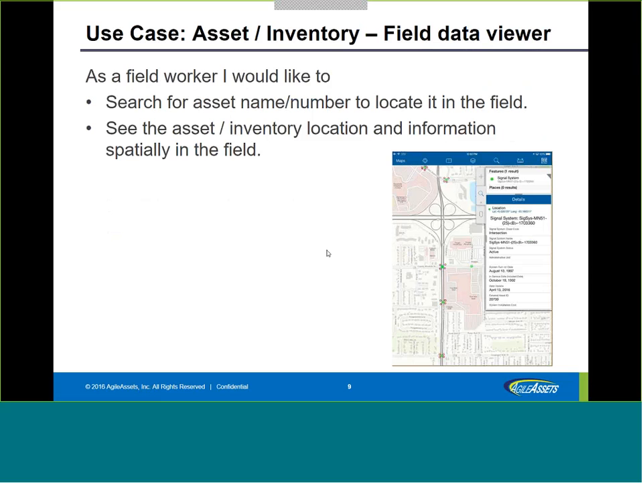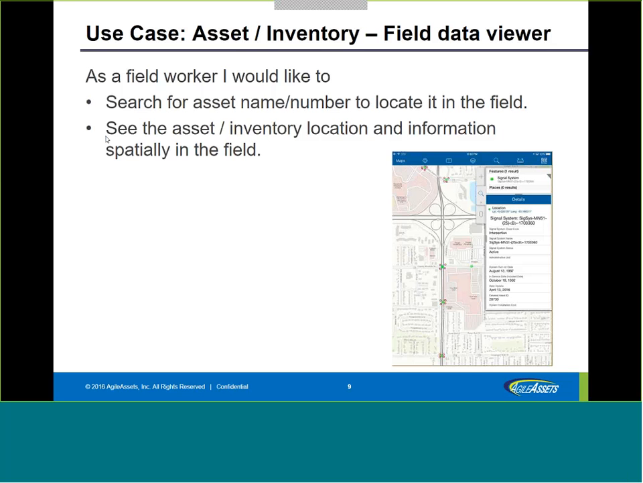So the first one we thought of is, you're a field worker, and you would just like to search for an asset by a number. Maybe you've got a work order that somebody's given you, and you want to go out and search for that specific asset. You want to see some information about the asset, and you may even want to see photos of that asset. So let's look at a demo of that in action.